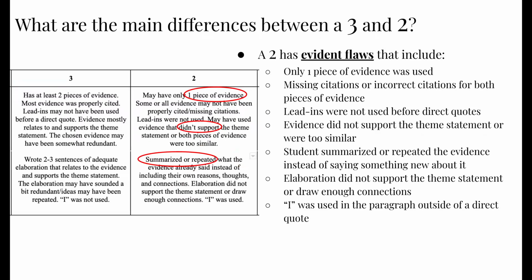And then if you're kind of wondering, well, why did I get a 2 and not a 3? A 2 means that, again, there were evident flaws that were noticed. Only one piece of evidence was used instead of 2. That's pretty noticeable, right? Missing citations or incorrect citations for both pieces of evidence. Again, that's very noticeable, very evident.